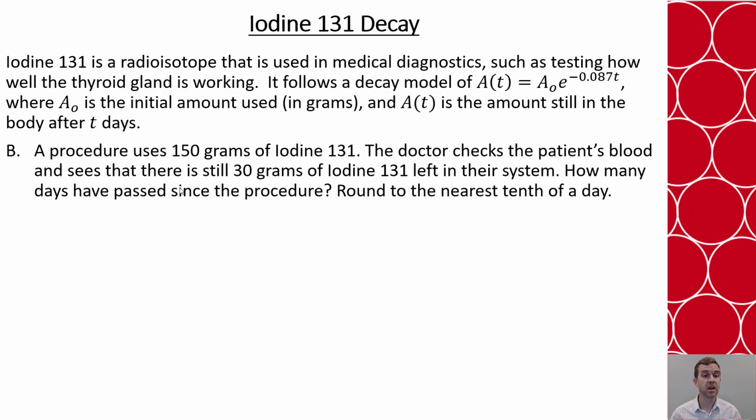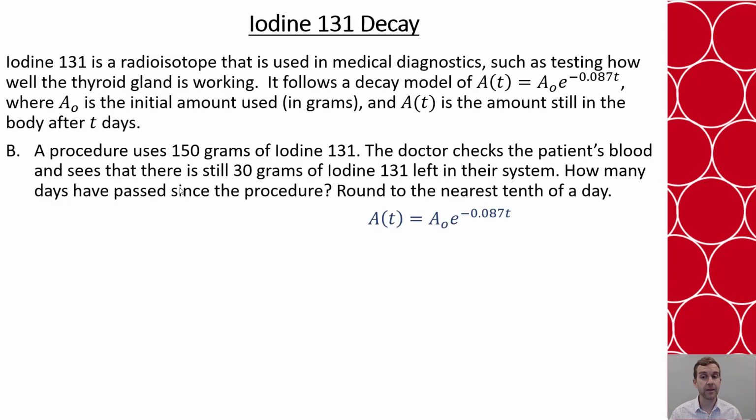Now say that the procedure uses 150 grams of iodine 131. The doctor checks the patient's blood and sees there's still 30 grams of iodine 131 left in their system. How many days should have passed since the procedure? And we're going to round to the nearest tenth of a day.